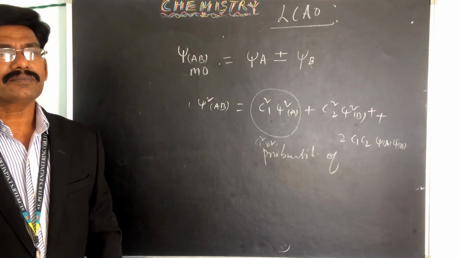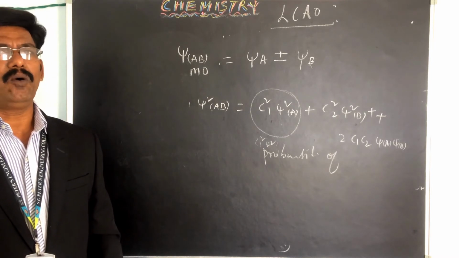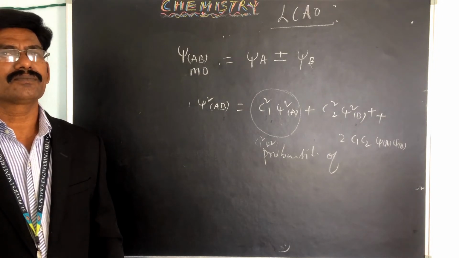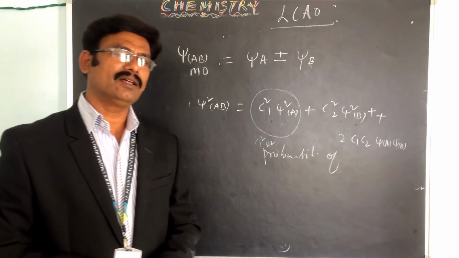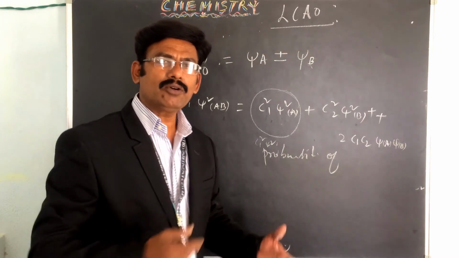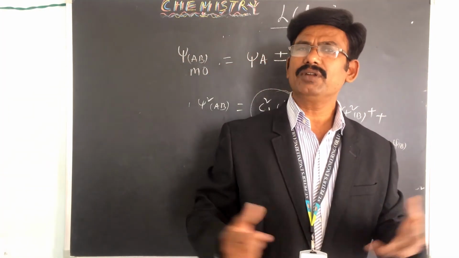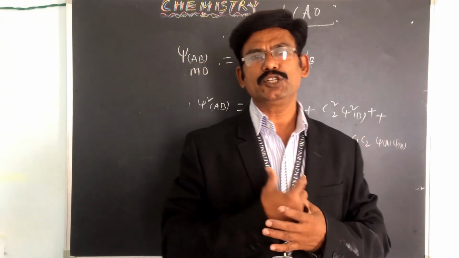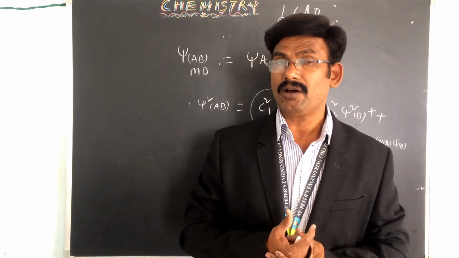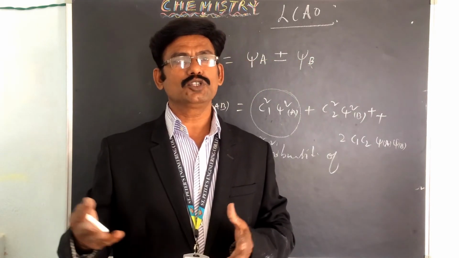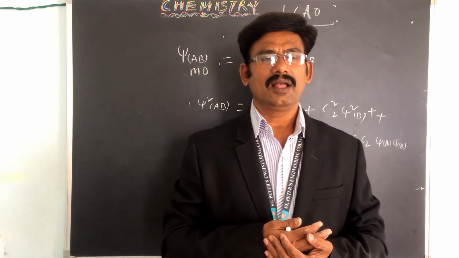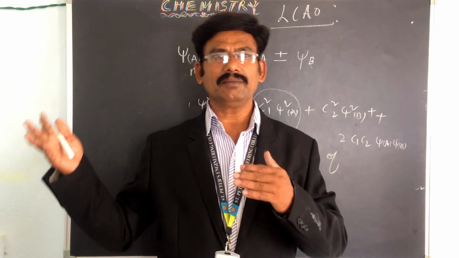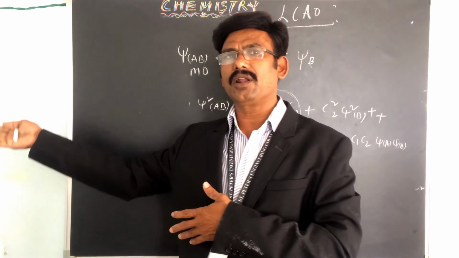Now for this, some rules are framed. Why are the rules framed? How can we decide which atomic orbitals may combine to form molecular orbitals? Some rules should be followed. So how can we decide which atomic orbitals may combine to form the molecular orbitals?